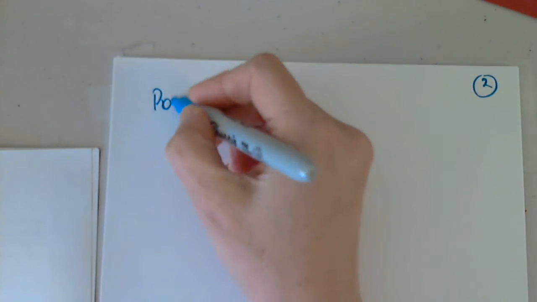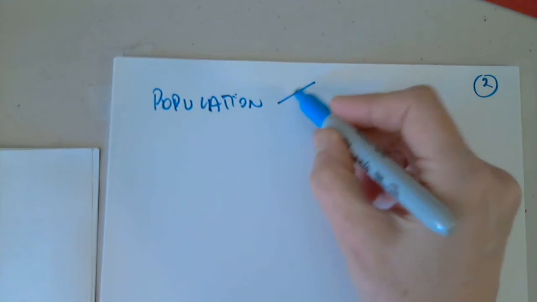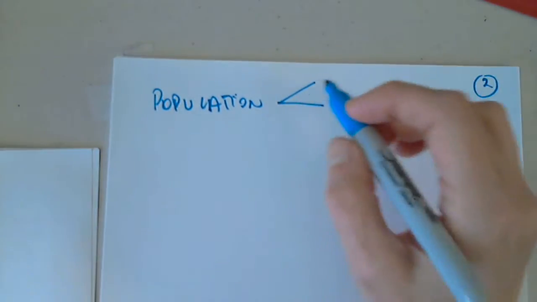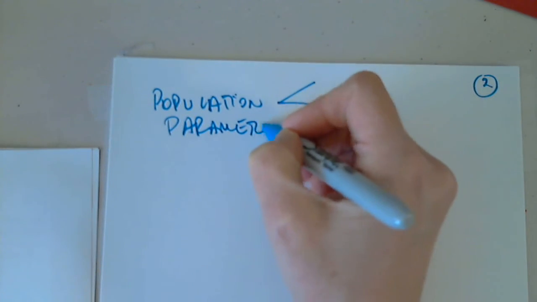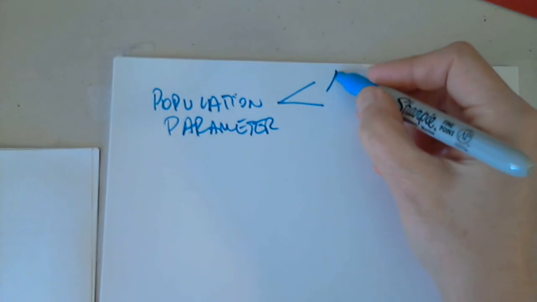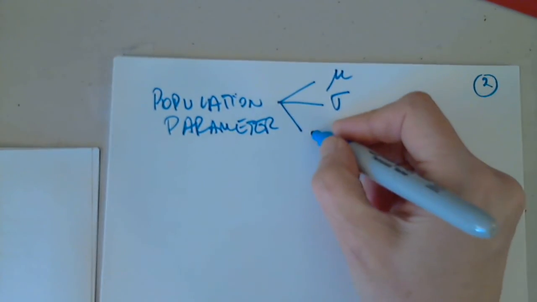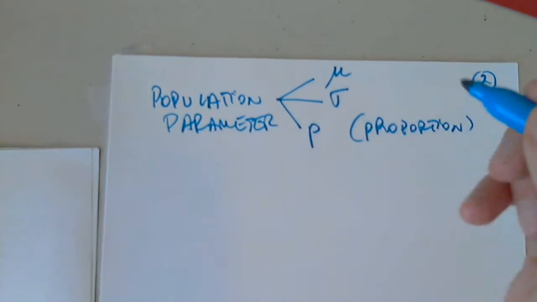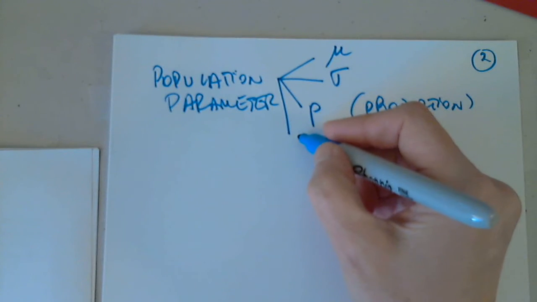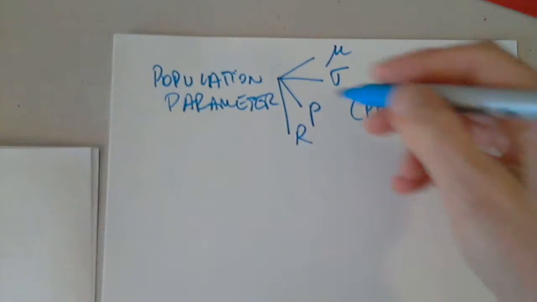So here's the population. And we already know several population parameters. We know the mean, we know the standard deviation of the population. We will talk about proportion. We know the coefficient of determination. We know a lot of parameters.